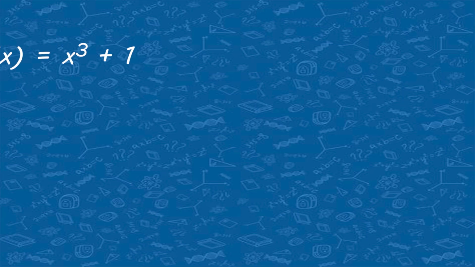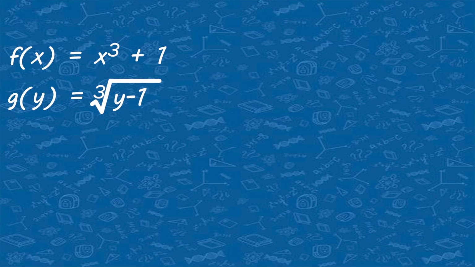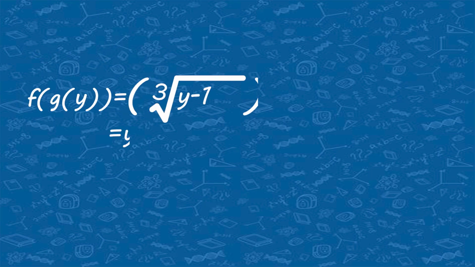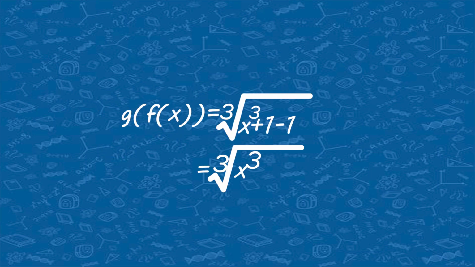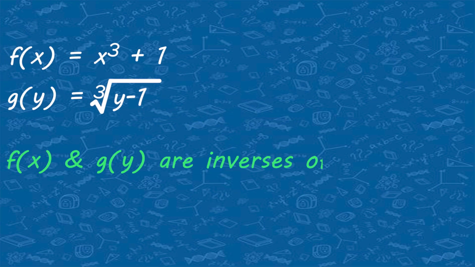Let's say f of x is x cubed plus 1, and g of y is the cube root of y minus 1. f of g of y is the cube root of y minus 1, the whole cubed, plus 1, which is y. And g of f of x is the cube root of x cubed plus 1 minus 1, which is the cube root of x cubed, which is x. This checks out that these two functions are inverses of each other, or f of x and g of y are inverse functions.